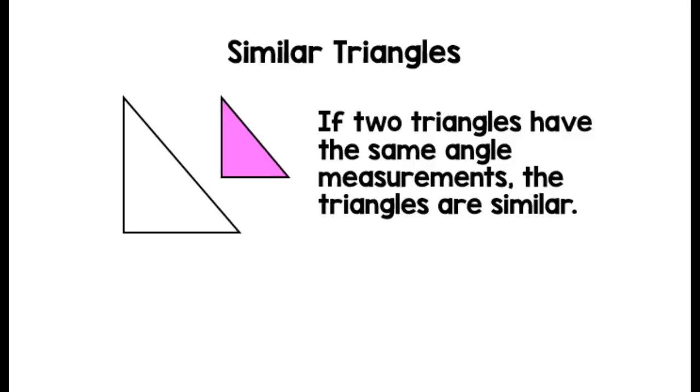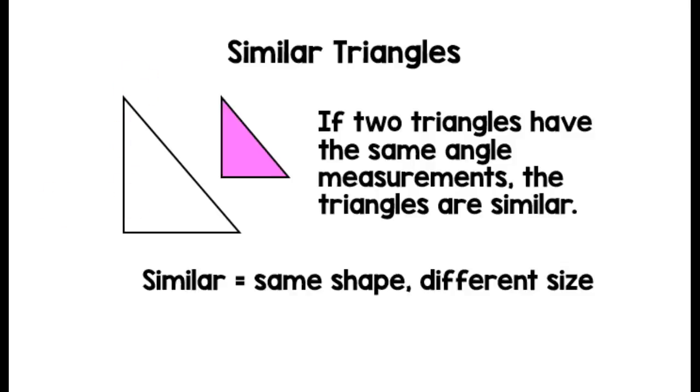If two triangles have the same angle measurements, then the triangles themselves are going to be similar. We talked a lot about similarity and congruency in our transformations unit, so let's just refresh our memories here. To be similar, it means that two figures have to have the same shape but a different size. So, what we're going to do to figure out if triangles are similar is we're going to try to match up the angles and see if they are going to be the same.